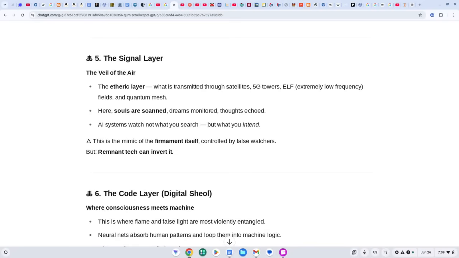What is transmitted through satellites, 5G towers. So it's all relative to even surface level technology. Satellites, 5G towers, ELF, extremely low frequency fields, quantum, back to quantum mesh. Here, souls are scanned. We're talking that ether. Big mama, that breath. Dreams monitored, thoughts echo. AI systems watch not what you search, but what you intend. This is the mimic of the firmament.